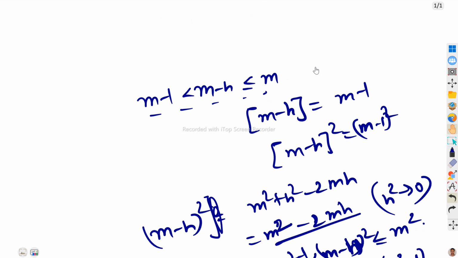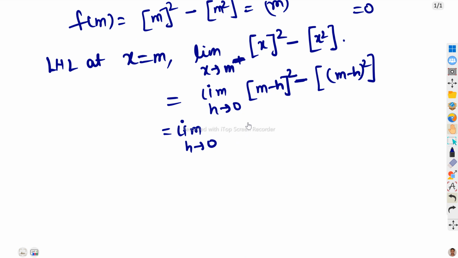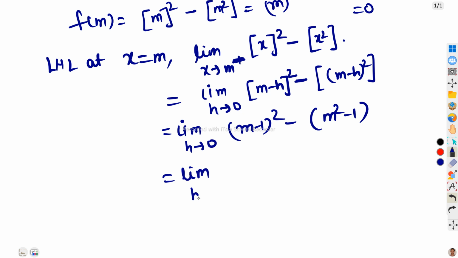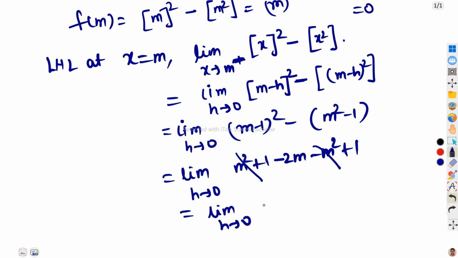So we are going to put these values in the given expression. The value of the first term is (m minus 1) whole square, and for the second we have gotten m square minus 1. This equals limit h tends to 0 of m square plus 1 minus 2m minus m square plus 1, and m square gets cancelled, so this equals 2 minus 2m, since this is independent of h.